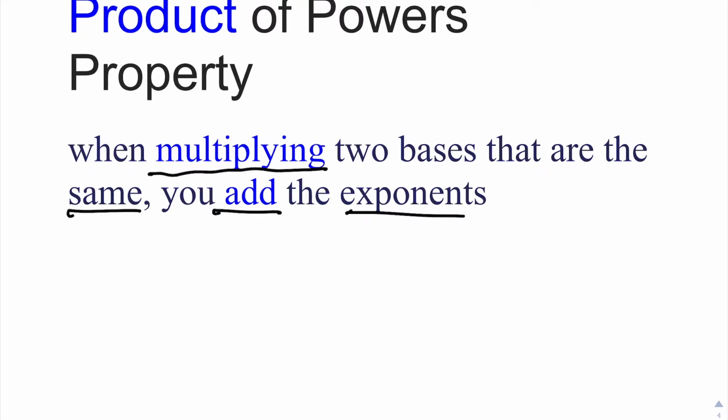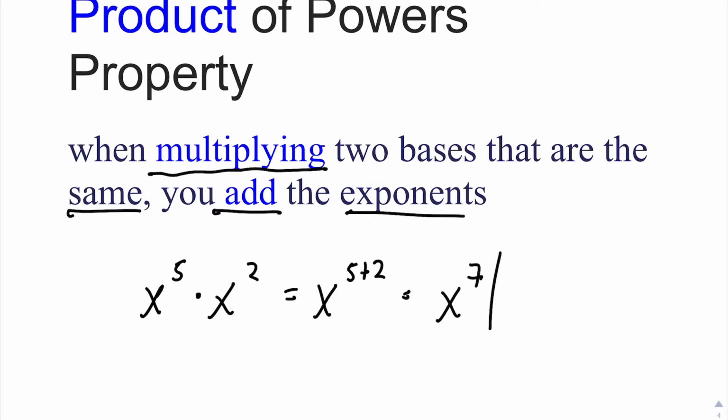So let's try one more example with this. Let's say we have some number x to the power of 5 times x to the power of 2. It looks like the bases are the same, x and x. So let's just add the exponents, x to the power of 5 plus 2. And we know that 5 plus 2 is indeed 7. So x to the 7th power is our simplest form when we use the product of powers property. So this is the first property we're going to be talking about.